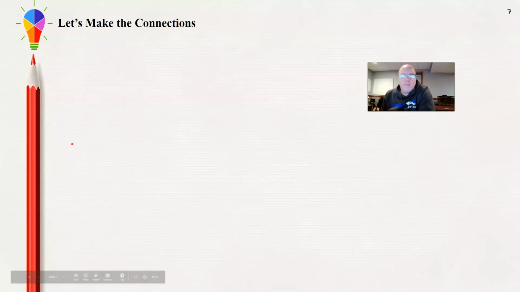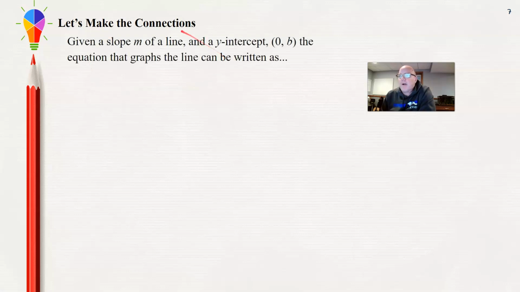All right, let's continue making some connections that in the end are going to make your life a little bit easier. We just saw that point slope form is really a nice way to write an equation of a line without doing a lot of work. But here's the official definition of slope intercept form.